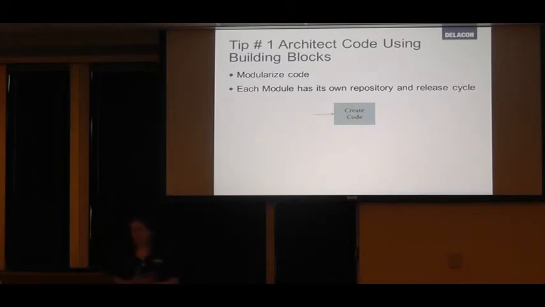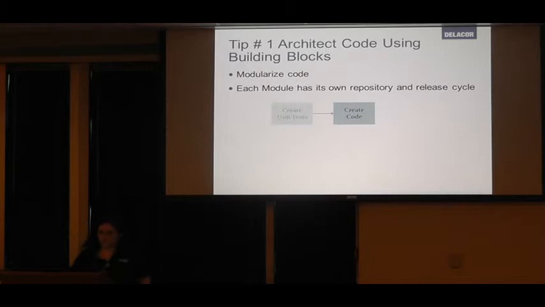All right, so my tip number 1 is architect code using building blocks. Modularize your code. Each module has its own repository and release cycle. So a lot of people, when I go to a new team and I encounter the lone wolf that is now going to have a team, they're just used to creating code. Right? They might do some modeling, they might do some planning ahead. They just go directly to create code because there's not the let's separate the work between the different team members.